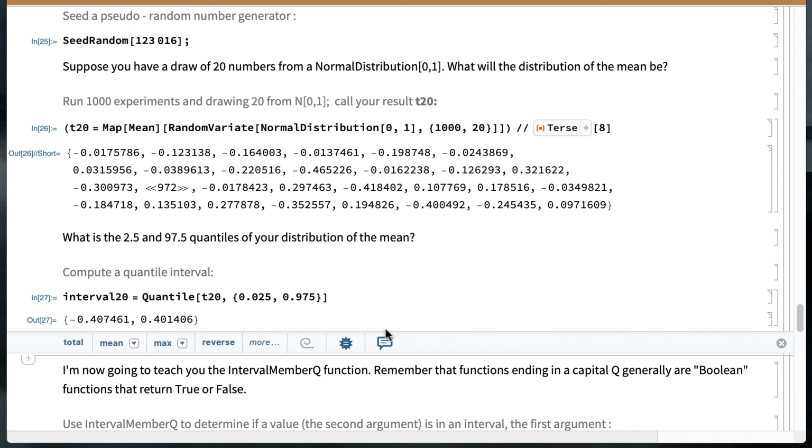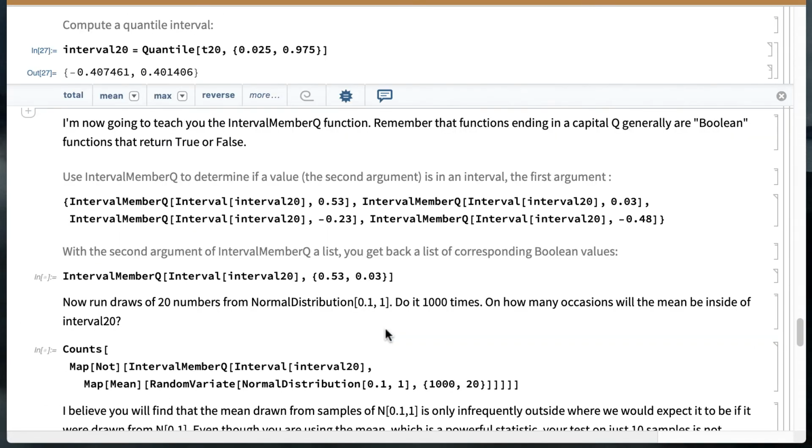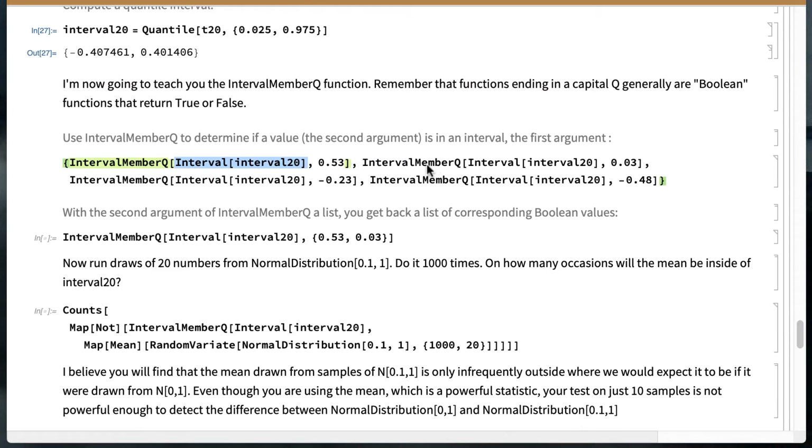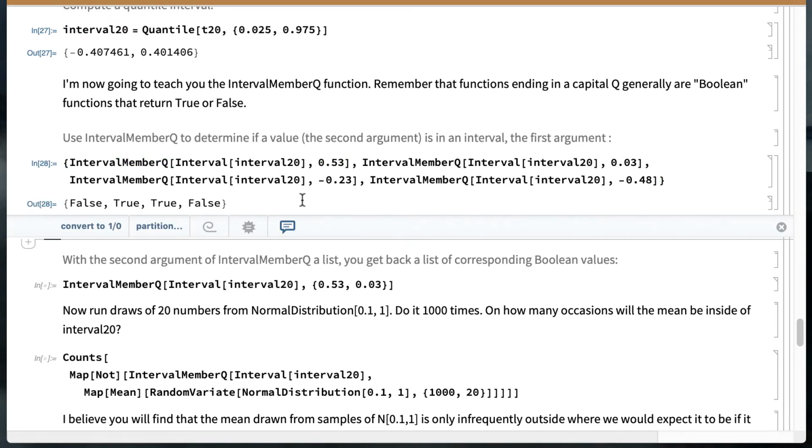Okay, so to do a little bit more work, I need to teach you a function. We're not going to use it all that often, but it's very handy here, which is IntervalMemberQ. IntervalMemberQ is a Boolean function. Remember, Boolean functions end in Q. They return true or false. And it just says, hey, give me an interval, and I'm going to give you a number, and you tell me if the number lies within the interval. So hopefully, even before I run it, you're able to tell me, wait a second, 0.53 does not lie inside that interval. It's outside, whereas 0.03 does. So let's just check.